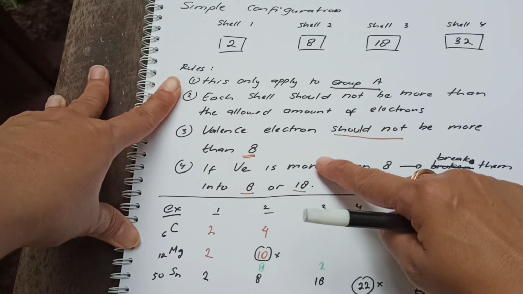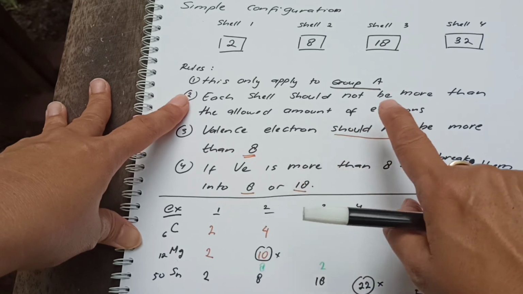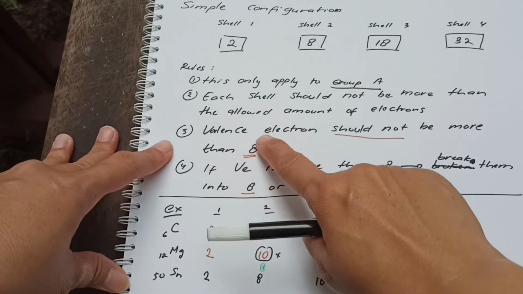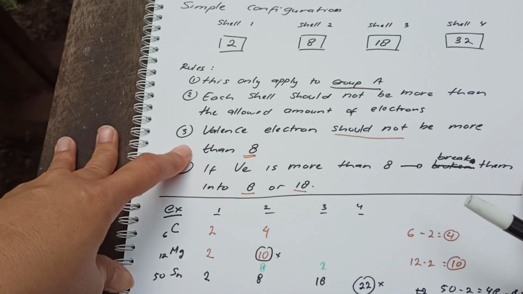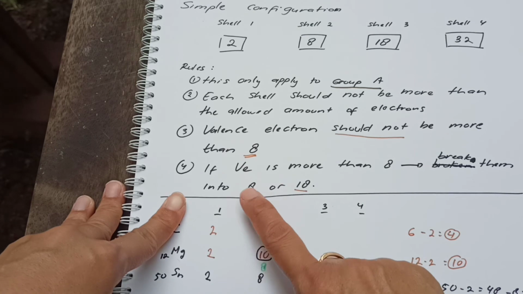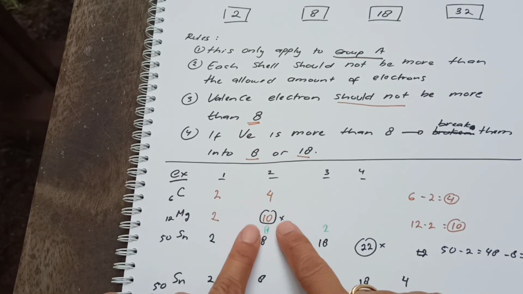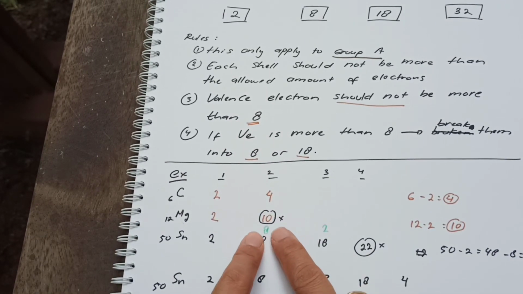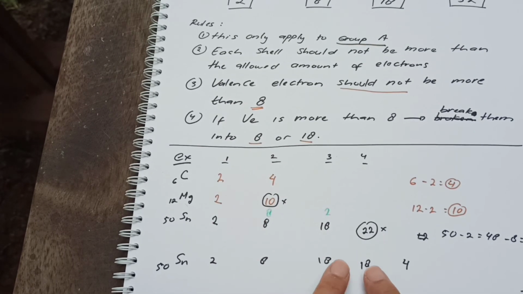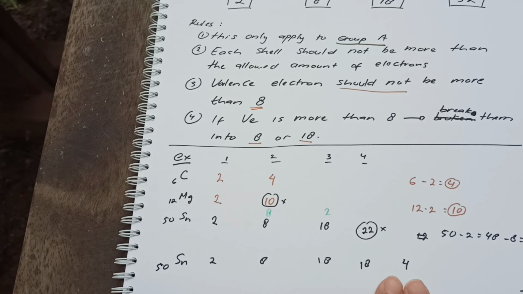However, you have to go through the other rules, which means each shell should not be more than this one. Valence electron should not be more than 8, and if valence electron is more than 8, you need to break them into 8 or 18, like this one. 10, you break them down into 8 and 2. And 22, you break them down into 18 and then 4.